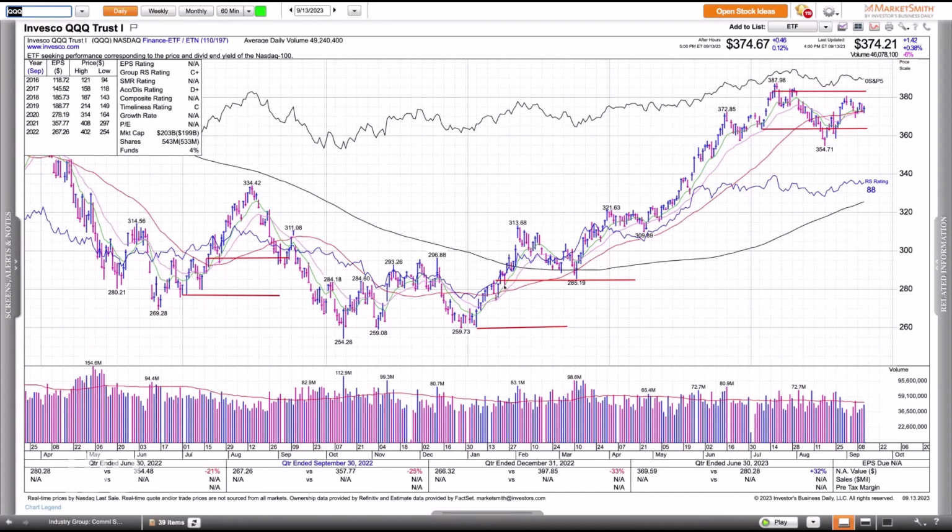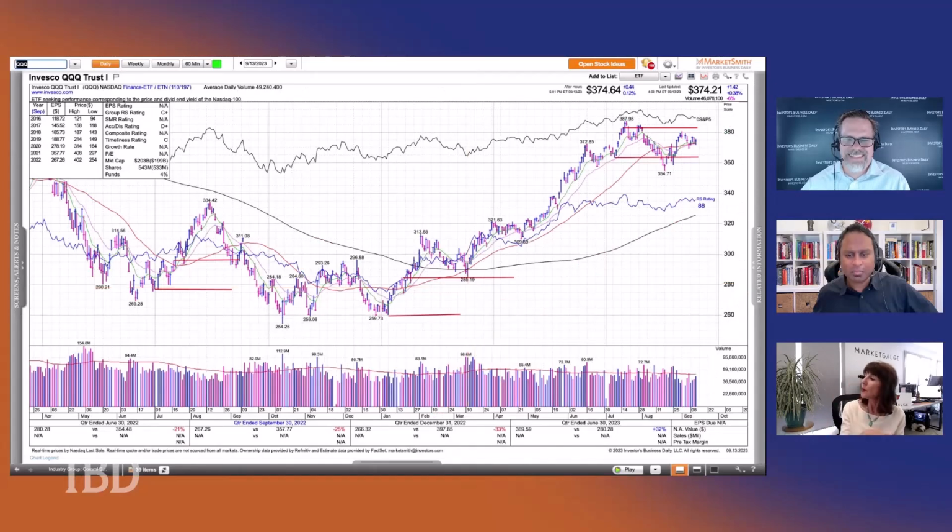And basically, except for a little bit of sideways action in even March with the bank crisis that lasted a nanosecond, it never broke down under that 6-month calendar range high.